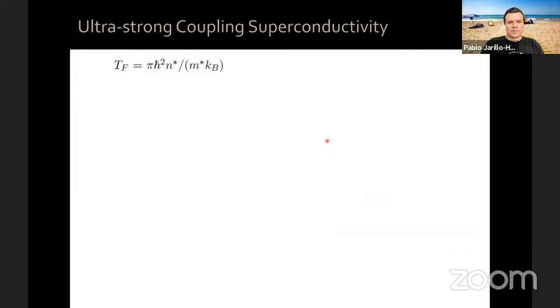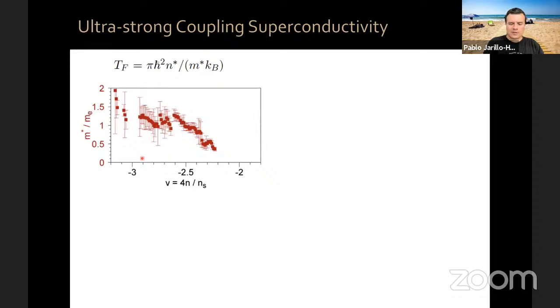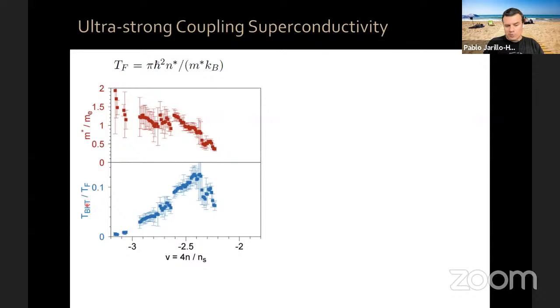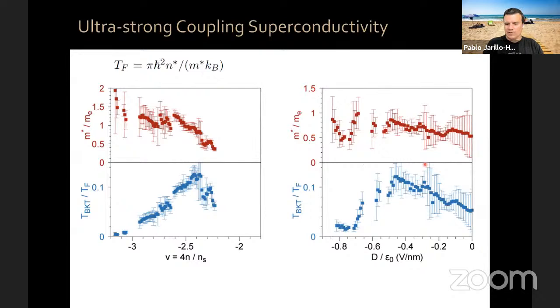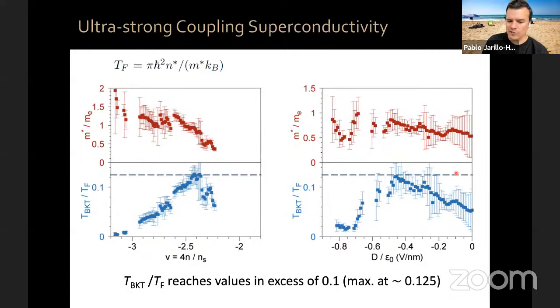So the Fermi temperature is given by this expression, and we know the density of carriers. We can measure the effective mass, okay, which is here as a function of filling factor at a certain displacement field. So we can extract this T_BKT, which we also measured, I just showed you before, over T_F, and these are the curves as a function of displacement field. We can do the exact same thing as a function of displacement field, okay? And we can measure T_BKT over T_F as a function of displacement field. And as you can see, this actually corresponds to 0.125. So T_BKT over T_F reaches values well in excess of 0.1, with the maximum coinciding within error bars to about 0.125.